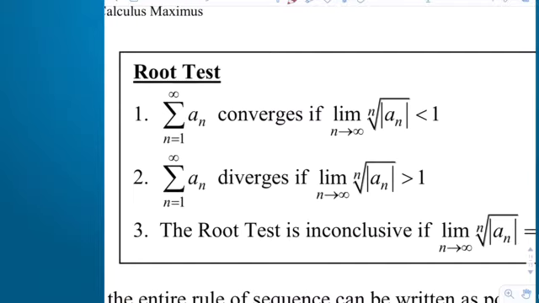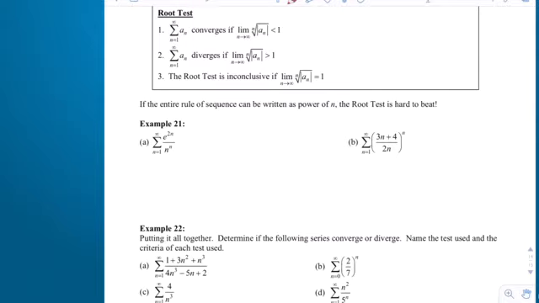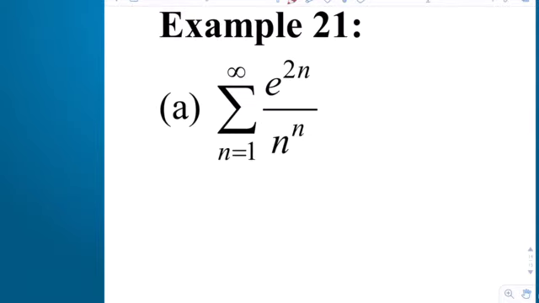If it's greater than 1, it diverges. And if it's equal to 1, it's inconclusive. So really kind of the same conclusion as the ratio test. But instead of taking the n plus first over the nth, we're just taking the nth root of it. So it's kind of like a freebie that we get. So if you look at this one here, it's an infinite series.